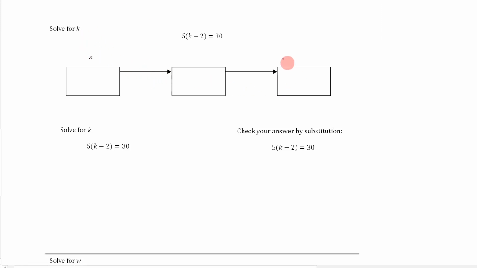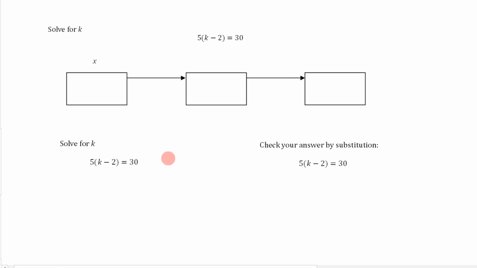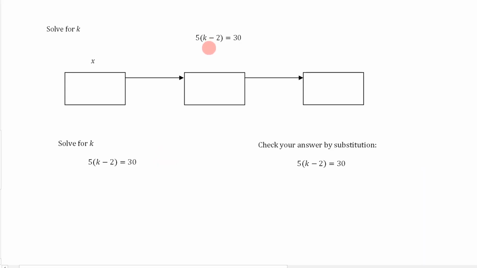I'm first going to go through the flow chart method just to help us understand what's going on here, and I'll move through it a bit faster. What's the first thing that's happening here to my, oh, and this should be a k. What's the first thing that's happening to my k? I'm being asked to solve for k. Well, according to BIDMAS, I know that I do my brackets first, so that means I'm minusing 2 first from my k. So I'm going k minus 2.